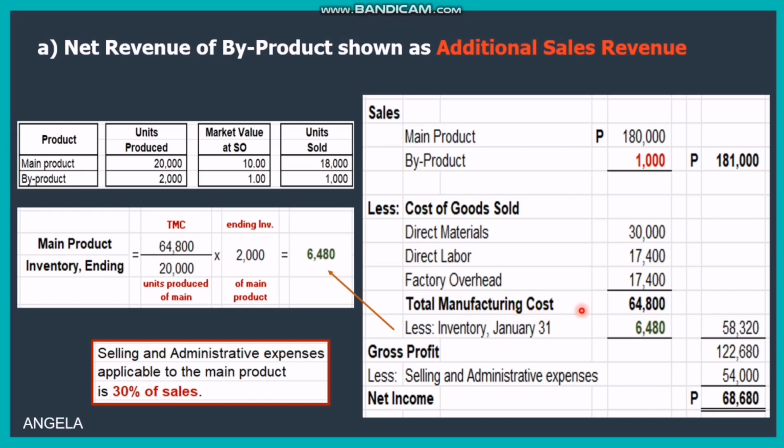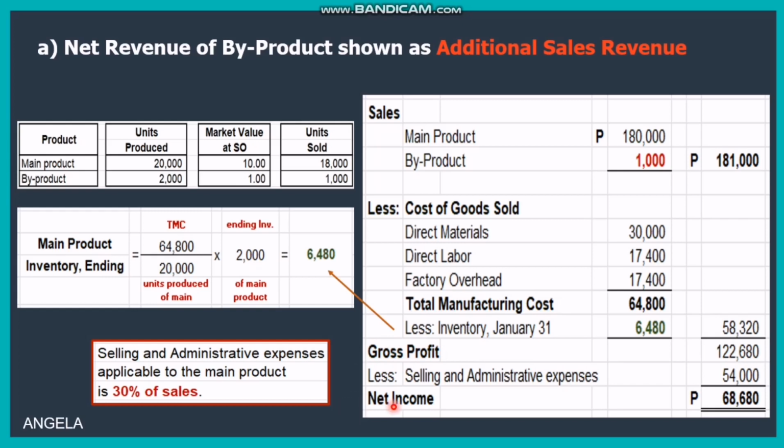Okay, total manufacturing cost na 64,800 less inventory of 6,480, meron tayong cost of goods sold na 58,320. Para mahanap yung gross profit, sales less cost of goods sold. Kaya 181,000 less 58,320, meron tayong gross profit na 122,680.